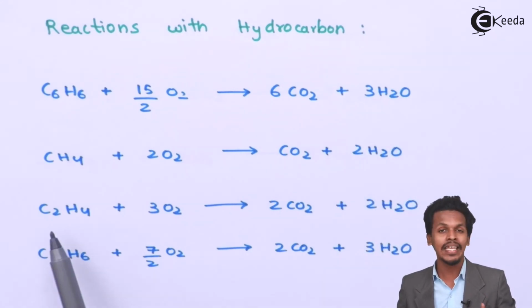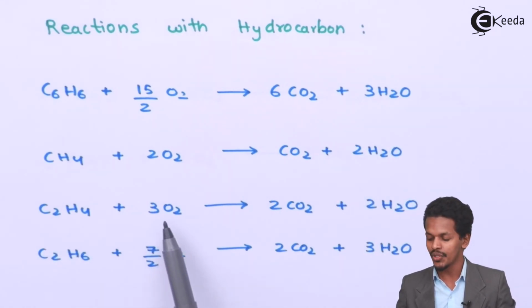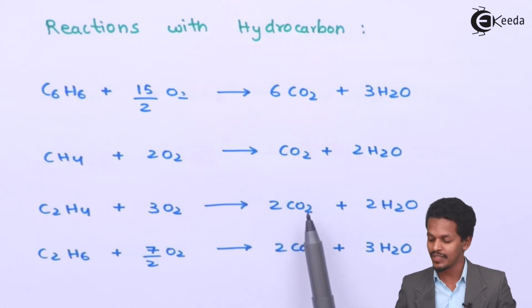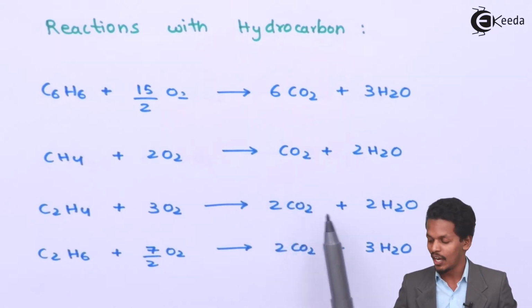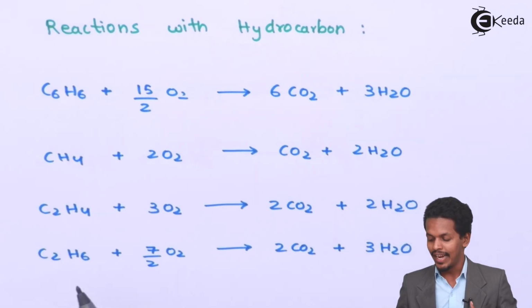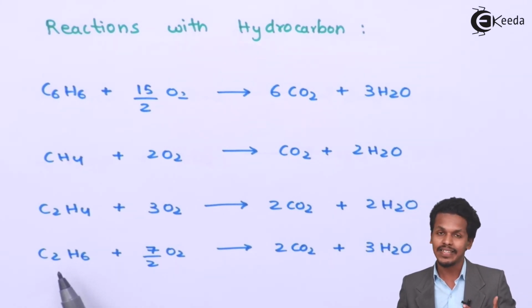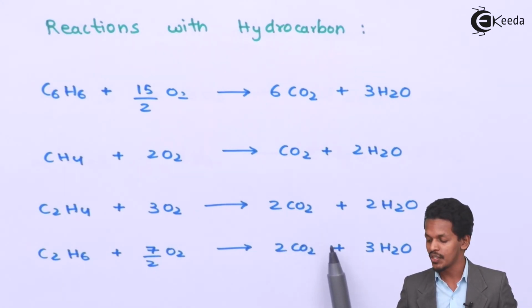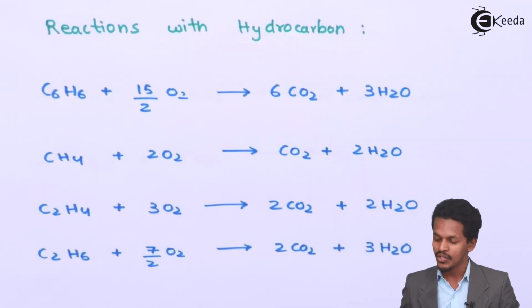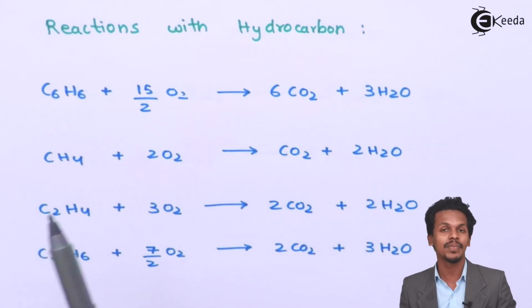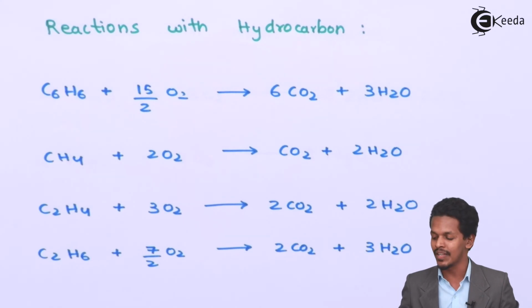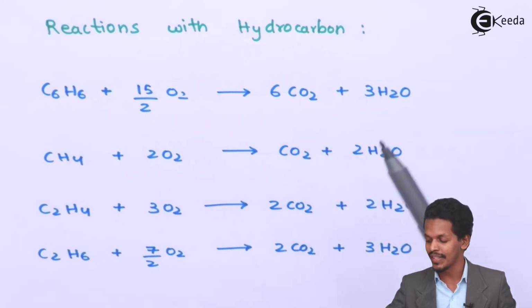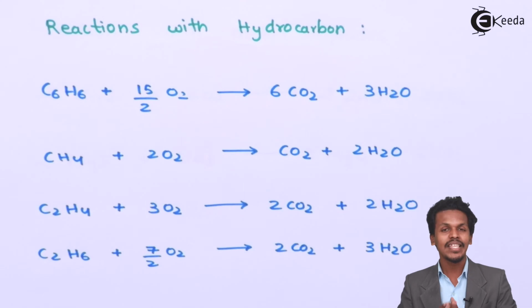Now in this reaction, whenever ethane, C2H6, is treated with oxygen, the following reaction takes place where we get 2 moles of CO2 along with 3 moles of H2O. All these reactions that we have done are known as combustion reactions, and that is how we can obtain carbon dioxide along with H2O. So these were the few reactions of oxygen with other chemicals.